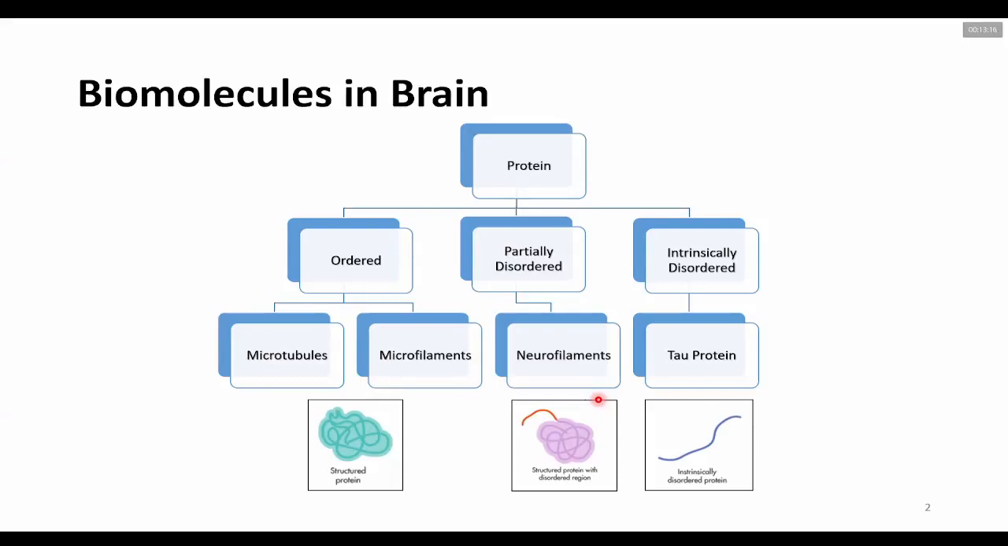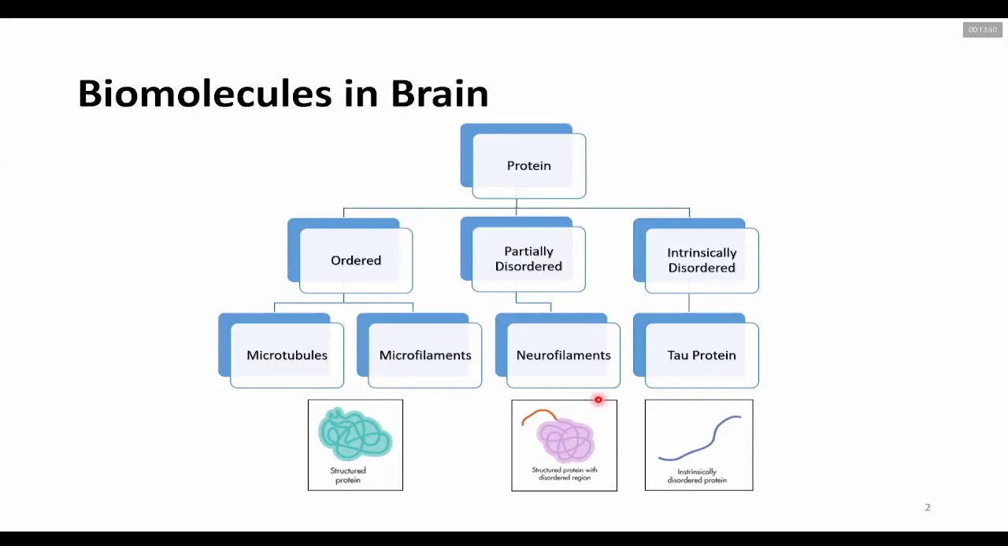Those are essentially proteins. And these proteins are structurally different. For example, as you can see in this table, the protein can be ordered, partially disordered, and intrinsically disordered, meaning that they can have a very fixed or conserved structure, or a part of the structure can be disordered, meaning they can be very flexible. They don't have any specific structure. And sometimes the entire structure can be disordered. What do I mean by that?